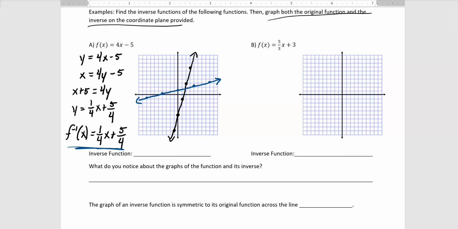So, first step. Oh, sorry. I didn't actually write my final answer down here. f inverse of x equals 1/4 x plus 5/4. Had the blank for it, I just forgot to write it there. There we go. Okay, let's try letter B now.